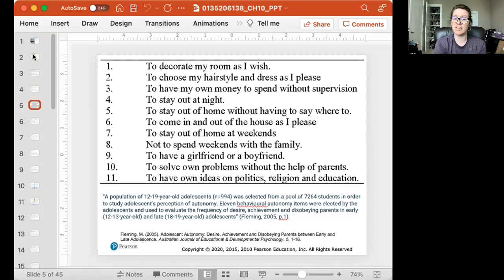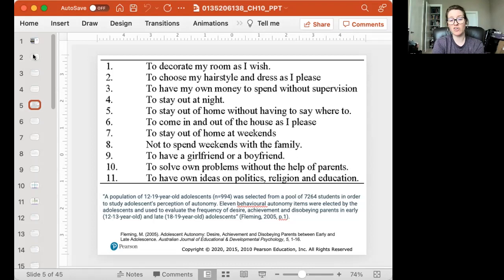To have my own money to spend without supervision. To stay out at night. To stay out of home without having to say where to. To come in and out of the house as I please. You see, some of these things are very adult-like, and it can give you an idea of, is this client being neglected by their parents? There's zero supervision, where there's a permissive parent or an uninvolved parent in the home. I can't imagine a 13-year-old getting to come and go as they please and go where they want without telling anybody. If that's actually happening, that's telling you a lot about their home life. Maybe mom or dad's a workaholic, or there might be addiction in the home. Might be generational parenting style to be uninvolved in that way.